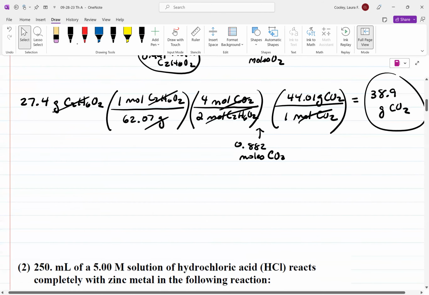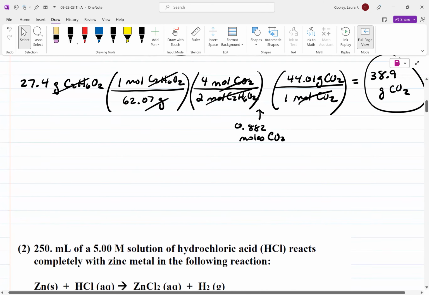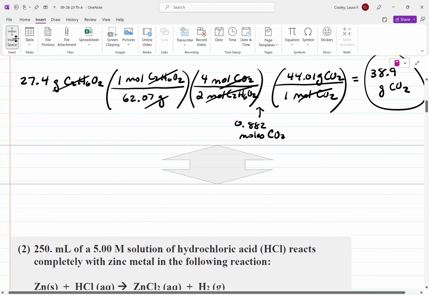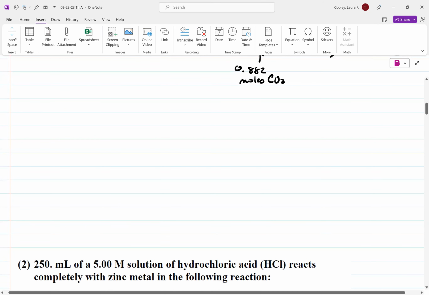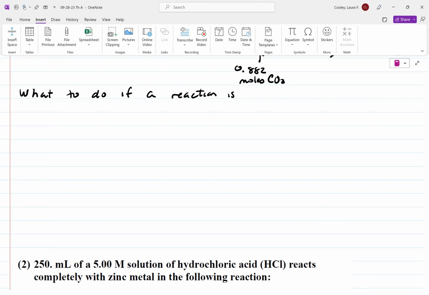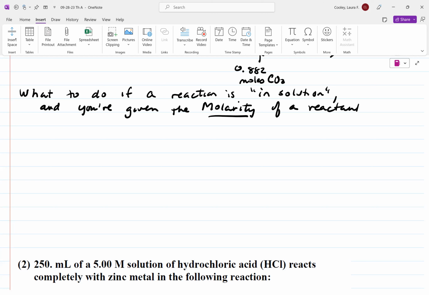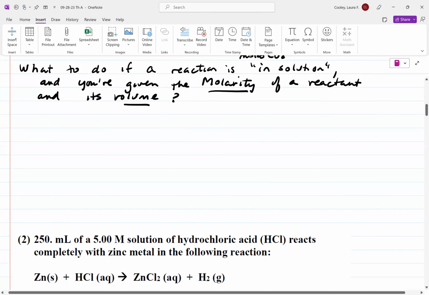All right. So, there's a million variations of these stoichiometry problems. And one of the very important variations that you need to learn is what to do if a reaction is in solution and you're given, instead of the number of grams of something, the molarity, the concentration of a reactant, let's say, and its volume. Okay. So we can do stoichiometry problems starting with this type of information as well.